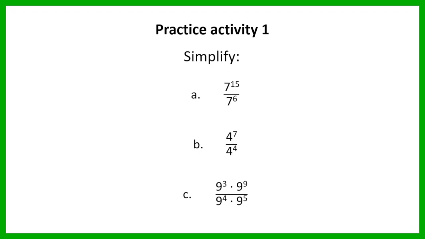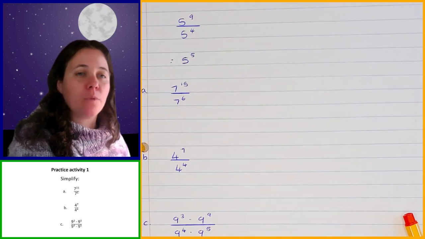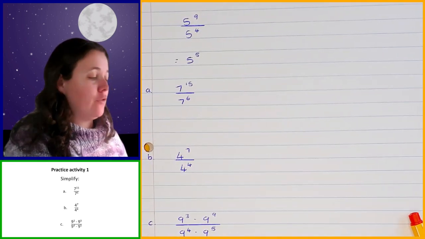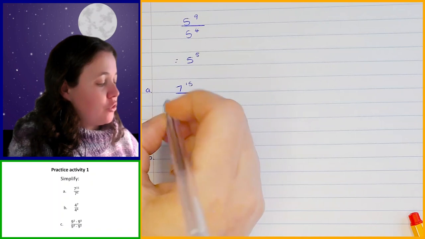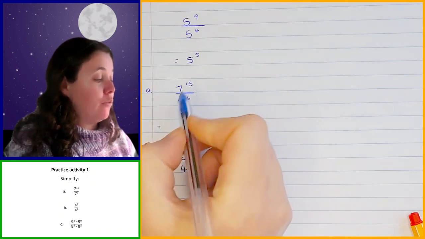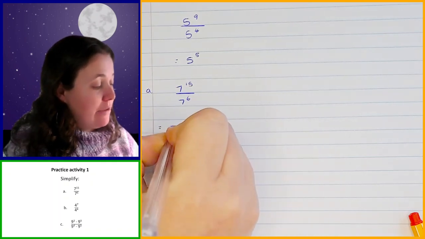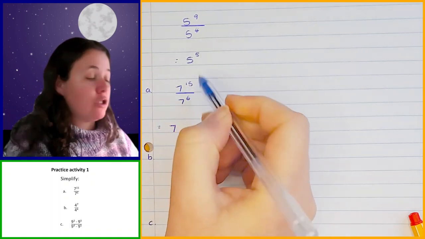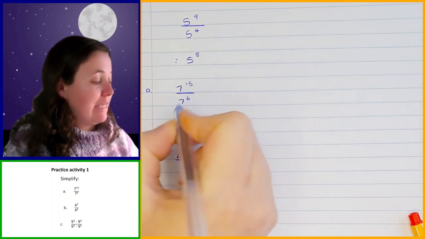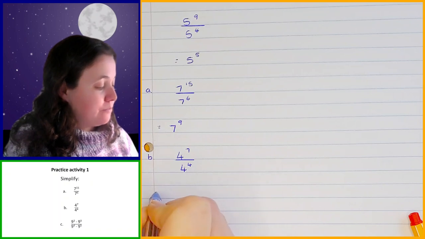Okay, you should hopefully be done with those by now, so let's go through those examples. In question A, we had 7 to the power of 15 over 7 to the power of 6. They do have the same base, so I can apply my rule, which means I'm going to keep the base the same, so it's going to stay 7, and then I subtract my exponent. So 15 minus 6 gives me 9. So you should have got 7 to the power of 9 for question A.